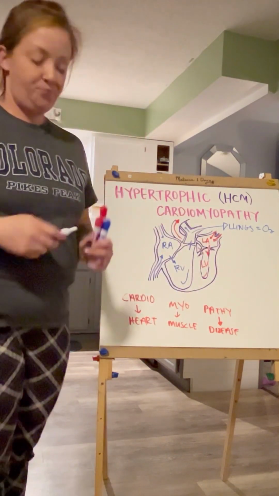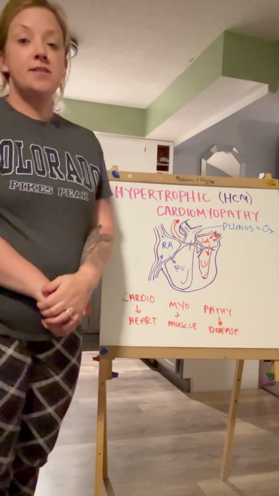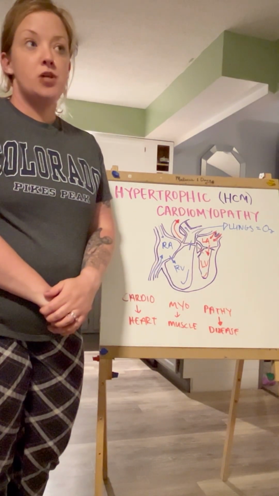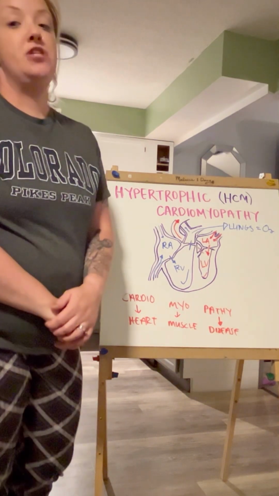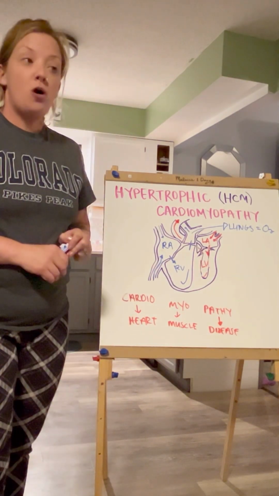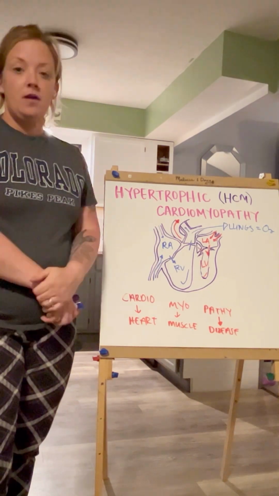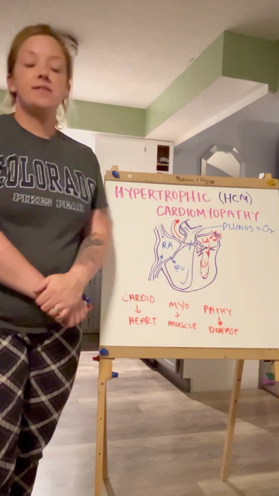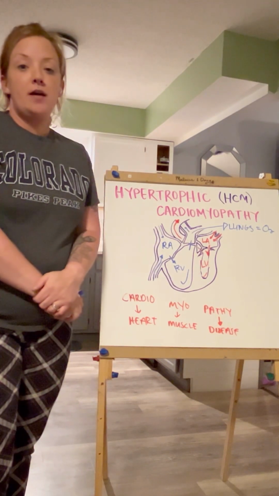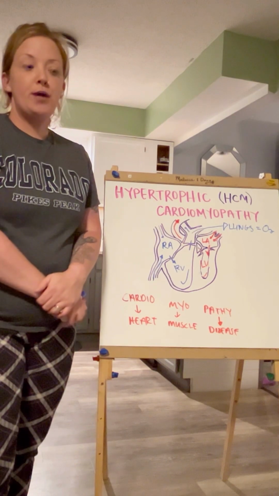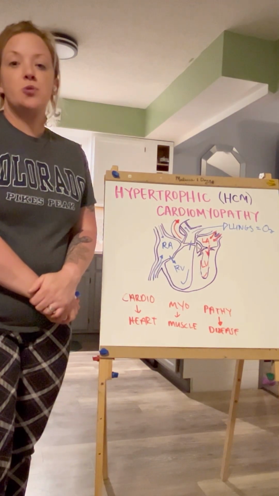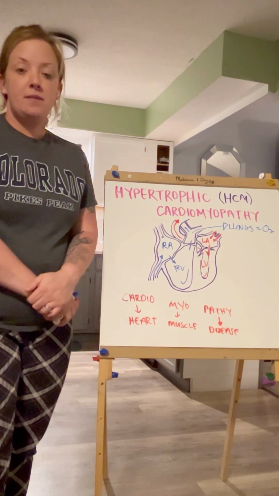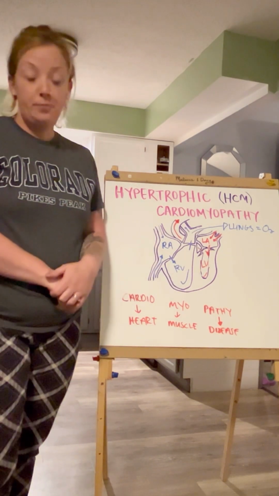So HCM is typically caused by genetics. It's mainly a genetic disease. Usually if one of your parents has it, you have a 50-50 chance of having it. There are a few treatment options for it. Medication is the main form of treatment. It actually just depends on the severity of the disease. Medication can include beta blockers or blood thinners, something along those lines that's gonna thin the blood out and make it easier for the heart to pump.